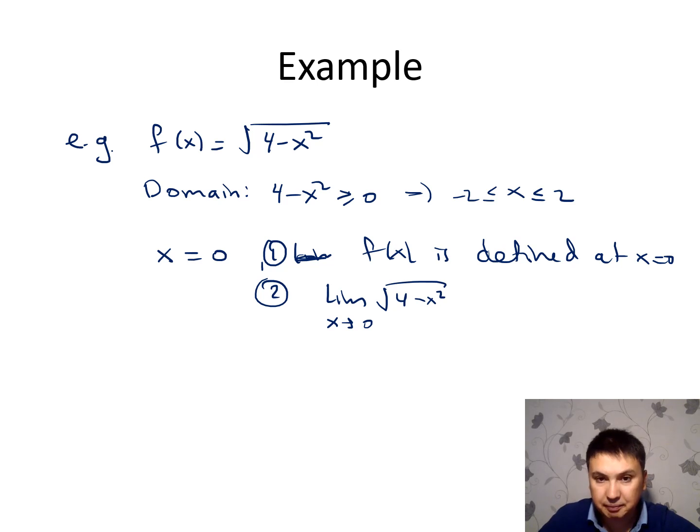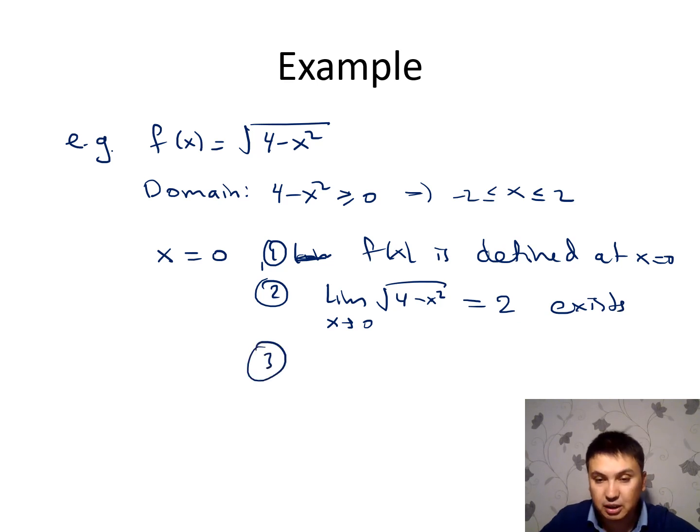But what happens if x goes to 0? This x squared goes to 0. So 4 minus x squared goes to 4, right? And then you take the square root of 4. This is approaching 2, right? It's approaching 2. So the limit exists, perfectly fine.